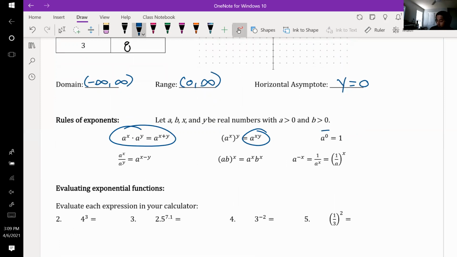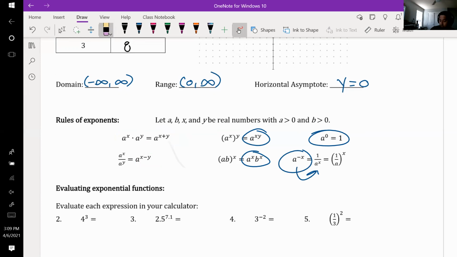Anything raised to the 0th power is always 1. Same base dividing each other, you will subtract your exponents. And then product to power, if you have a times b raised to the x, then you can make it a to the x times b to the x. And then our negative exponent rule, a to the negative x can be rewritten as 1 over a to the positive x. So these are all the rules we saw on Thursday, just stated again to help us out.